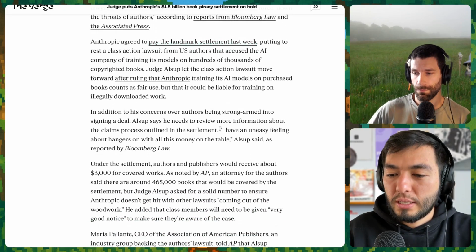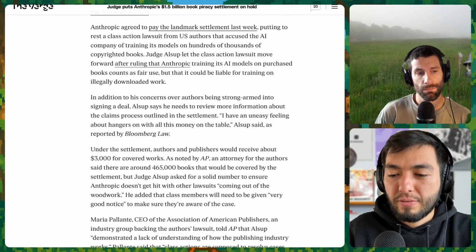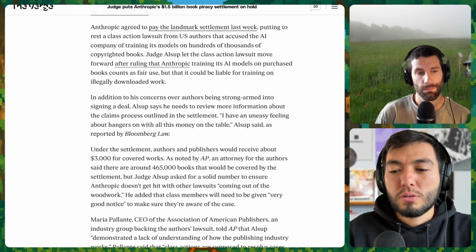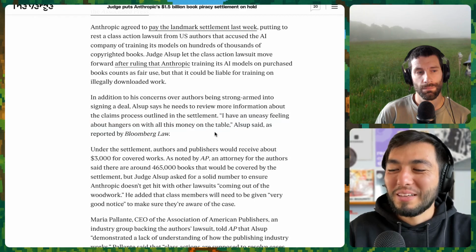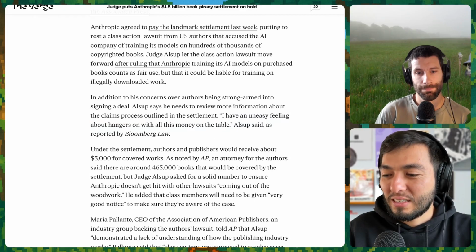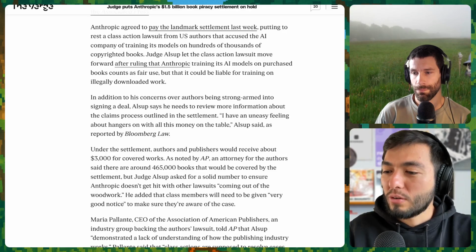He also mentioned, and this is a quote from him, "I have an uneasy feeling about hangers-on with all this money on the table." So I think he also felt the weight of this decision, right? And how this sets a precedent and all these things. That's why he wanted to slow down, to really think it through.